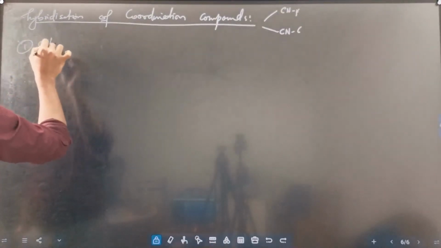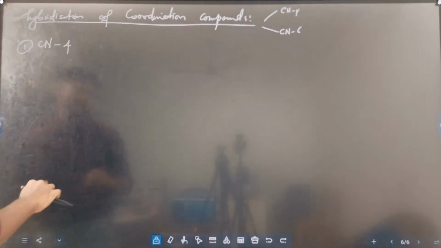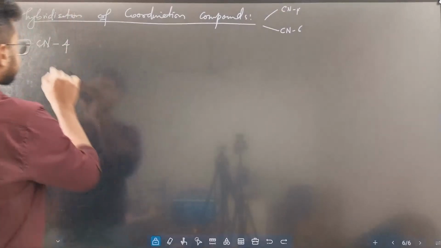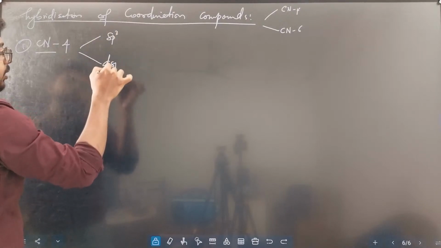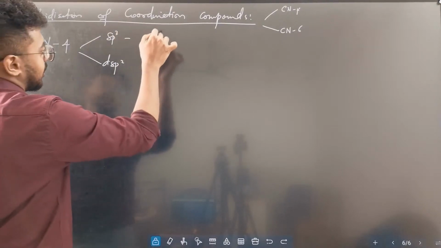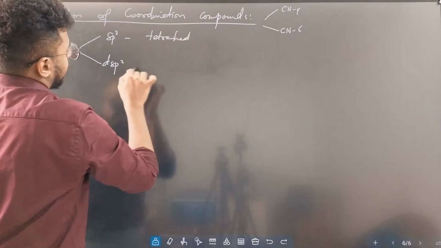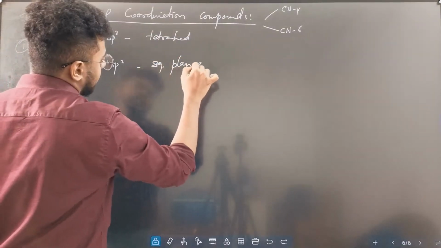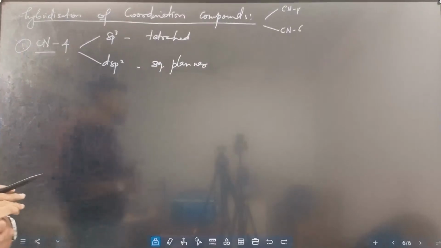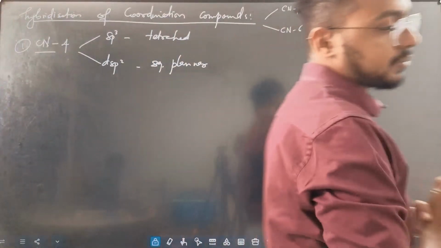Okay, so we'll first start off with coordination number 4. For coordination number 4, we have two hybridizations, that is sp3 or dsp2. sp3 is tetrahedral, and dsp2 is square planar. These are the two hybridizations we have for coordination number 4.